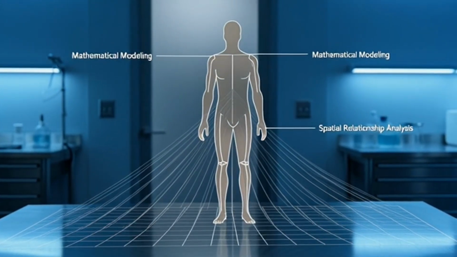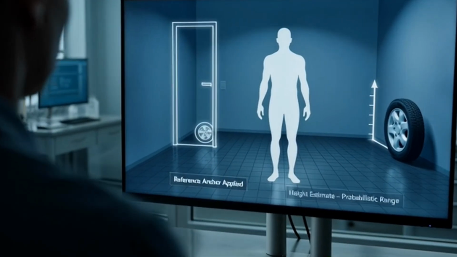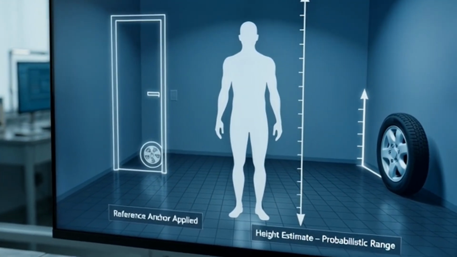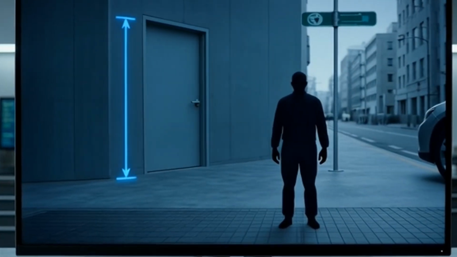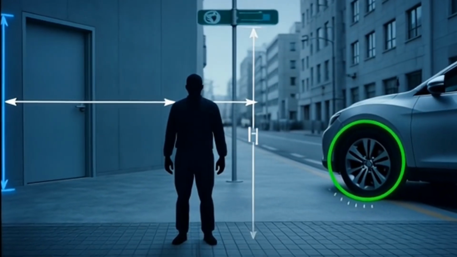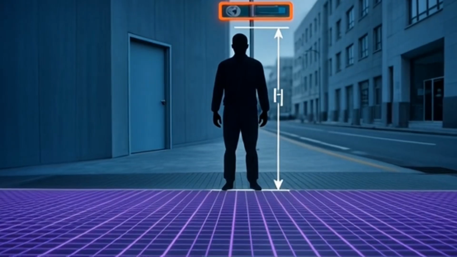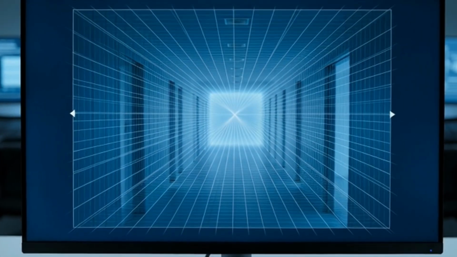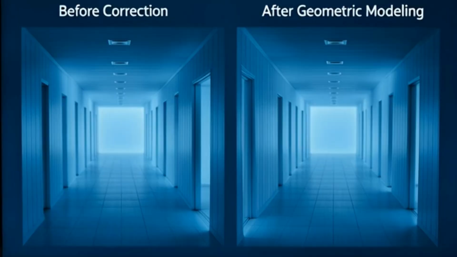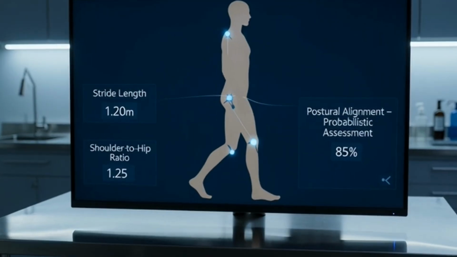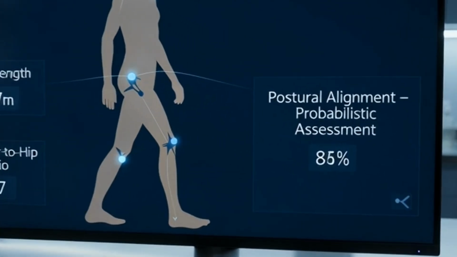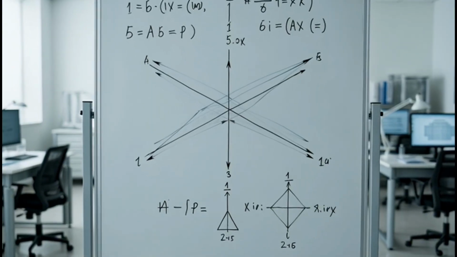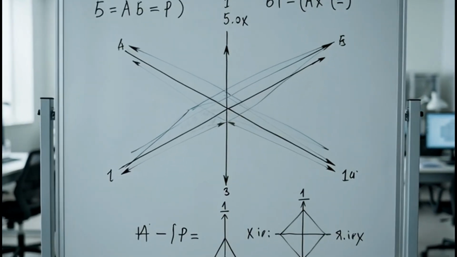Modern computer vision systems can estimate height by comparing known reference objects in a scene. Door frames, vehicles, street signs, floor tiles, even shadow lengths can provide measurable anchors. By modeling perspective geometry, AI can reduce distortion caused by camera angles. It can also analyze gait patterns and body ratios to estimate build characteristics. This isn't science fiction, it's applied mathematics.